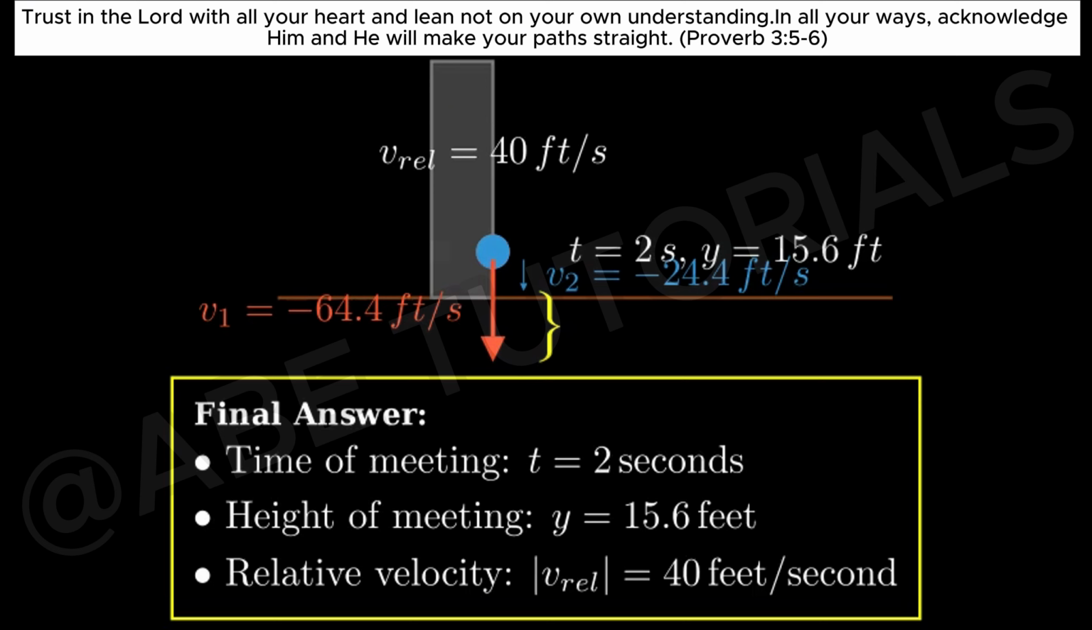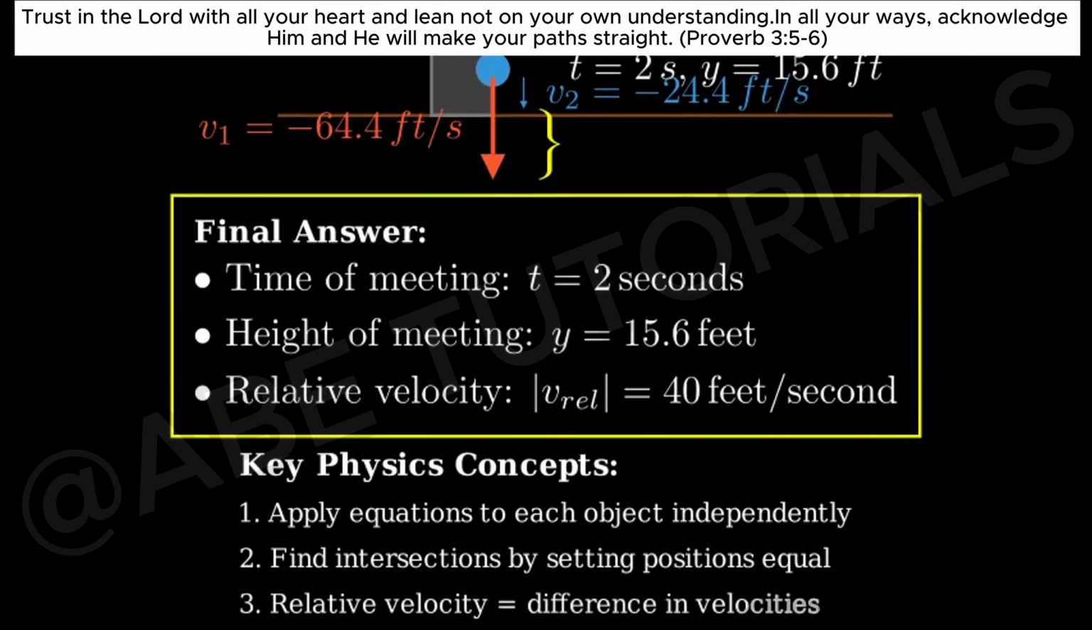This problem showcases several key concepts in kinematics. First, when analyzing multiple objects, we apply the same physics equations to each object independently. Second, to find intersection points, we set the position equations equal to each other. Third, relative velocity is simply the difference between the individual velocities at the meeting point.